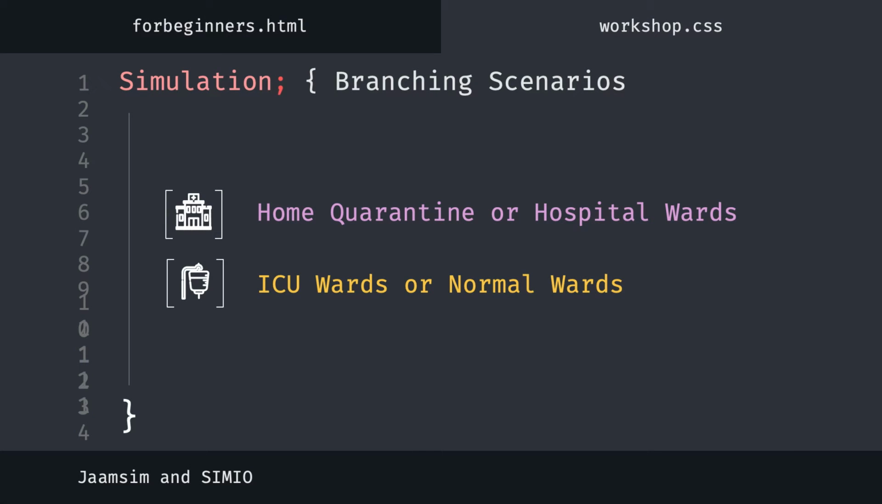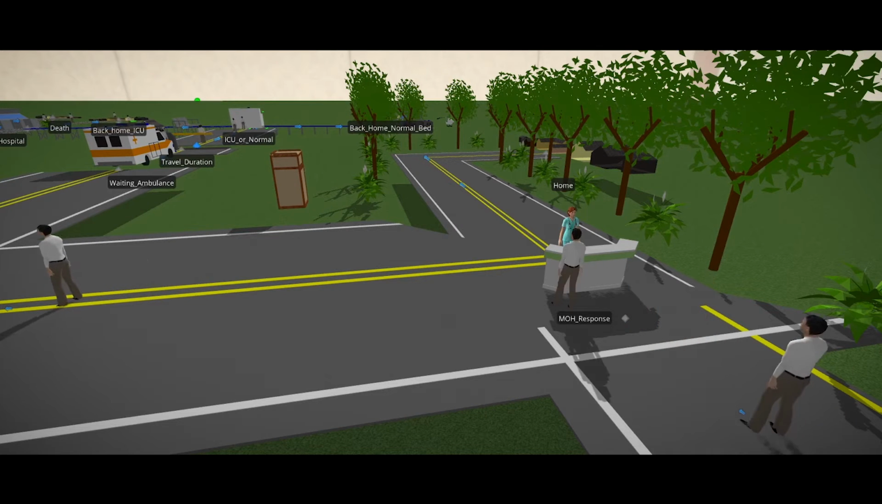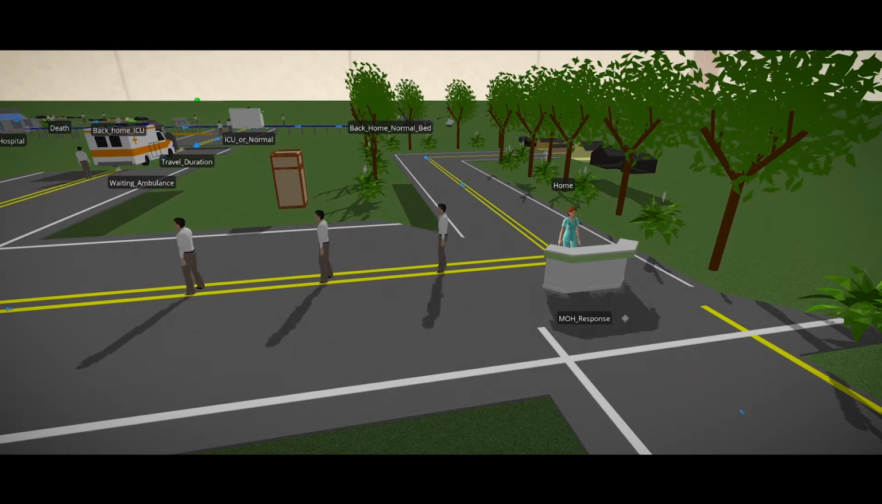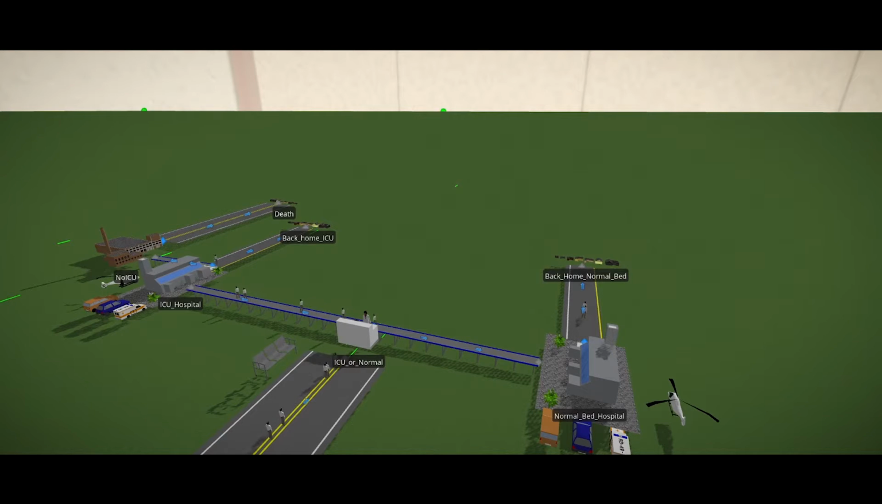Our simulation also features 2 branching scenarios: home quarantine versus hospital wards, and ICU wards versus normal wards. The patients either recover at home or in hospitals. The severe cases will be routed to the ICU while the rest will stay in normal wards.